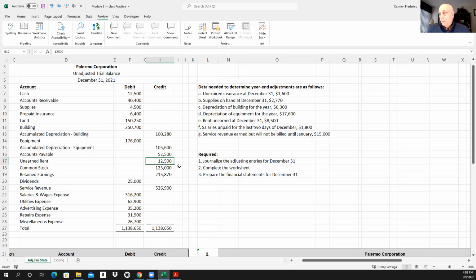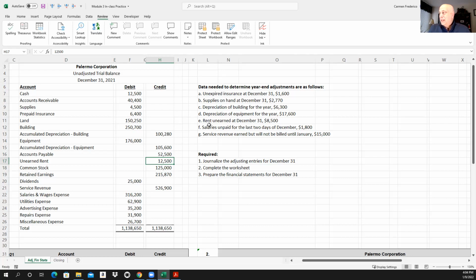$12,500. Okay? Unearned rent means we get paid in advance from our customers. We haven't earned anything yet when we get paid in advance. Well, at the end of the month, at the end of the period, December 31st, we see that we've only unearned $8,500. So we need to make an entry for the difference to write this $12,500 balance down to the new unearned amount, $8,500. So we earned $4,000 of this unearned rent at the end of the period. So we have to make an entry to do that.